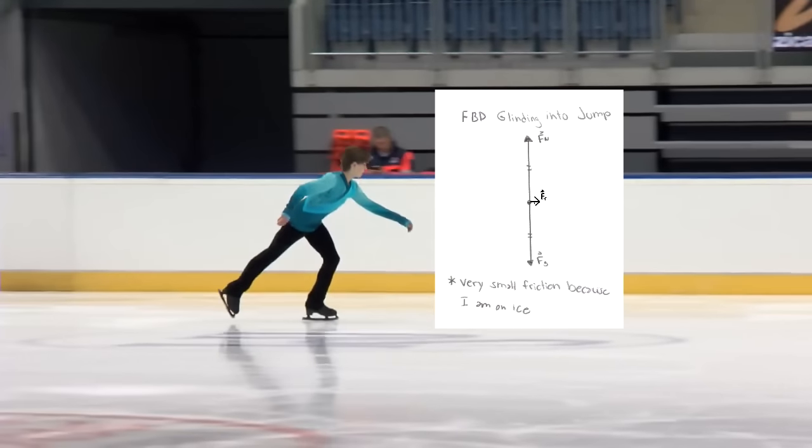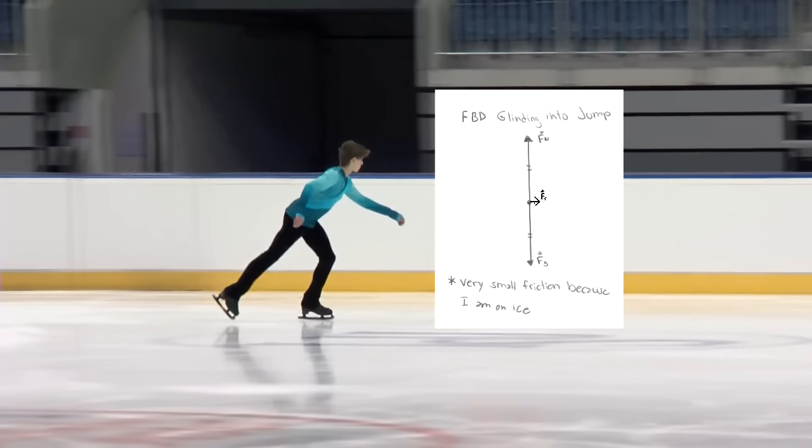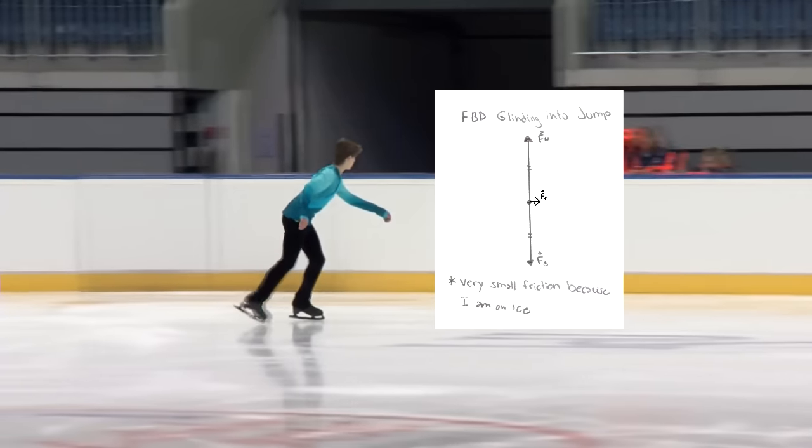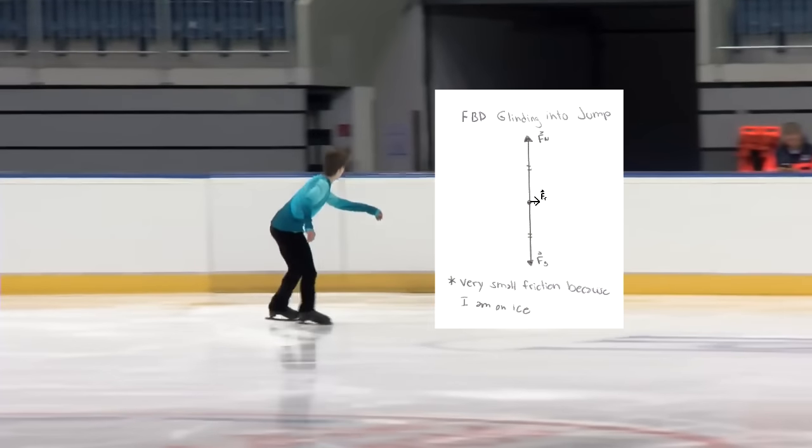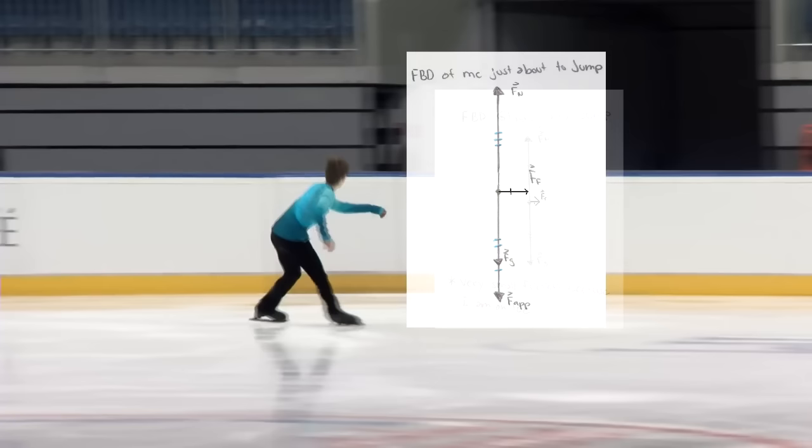In the glide into the jump, the normal force and gravitational force are balanced because I'm not sinking into the ice. And there's a very small friction force because ice has very little friction. Now I apply a force downward so that I can jump, but still the normal force is equal to both the gravitational force and the applied force. And now the friction force is increased because of the amount of force going down.